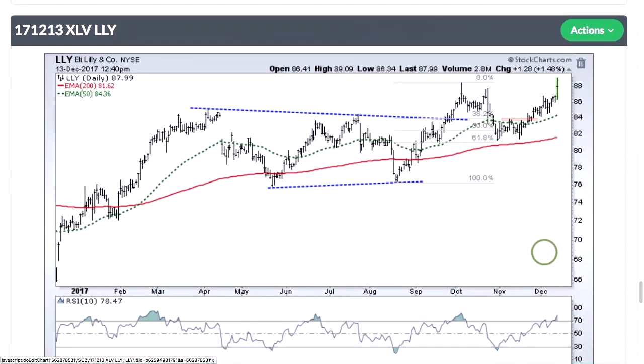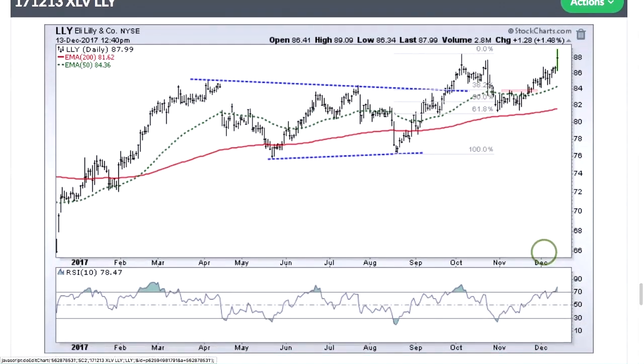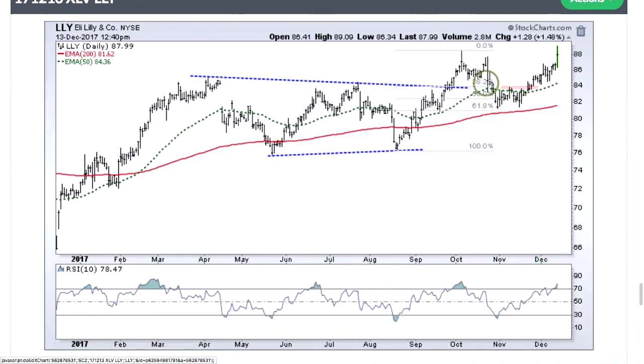Here's Lilly. Lilly's popped already. Lilly was highlighted in Arch charts as well. But look at this sharp decline. It came oversold. And then even if you don't like to catch the falling knife, it stalled here and then it gave you that little breakout there. And now it's at a 52-week high.